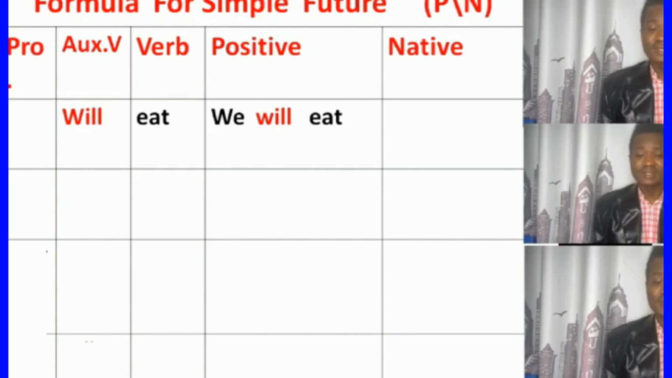You gotta realize this, okay? So here I can say, we shall eat. Although shall is old-fashioned English, that is Shakespeare's days, you know what I mean? A long time ago, like 1991, we used shall. We don't use shall much again, maybe just in the form of questions. So most of the time we use will now. But I'm just saying because of pronunciation, you can also say, we shall eat. It's okay, it doesn't matter.